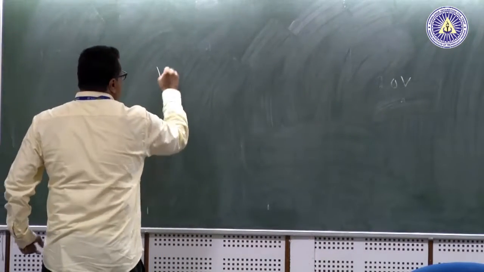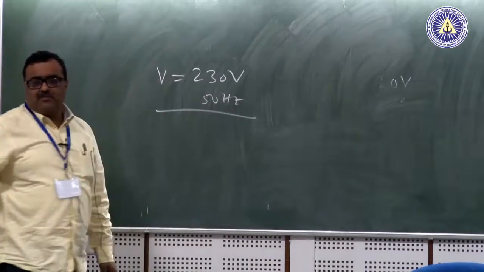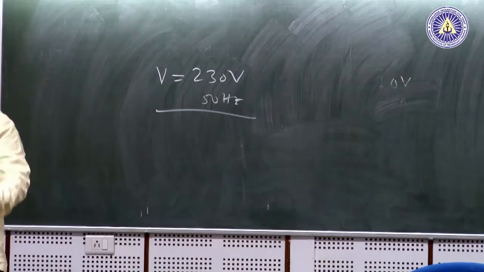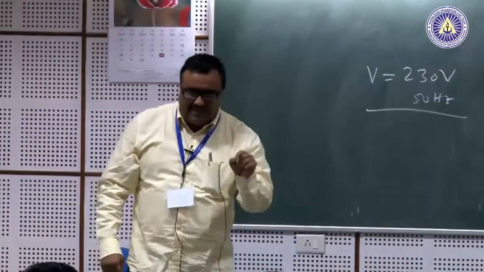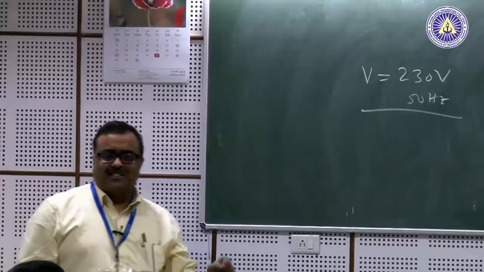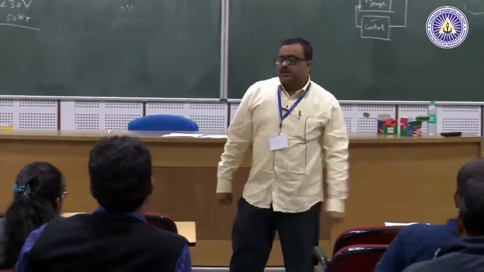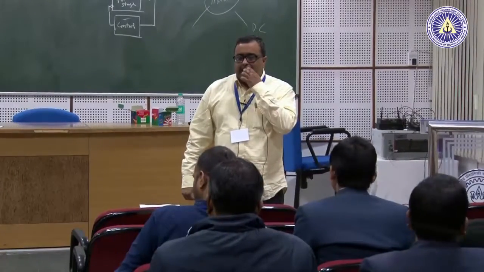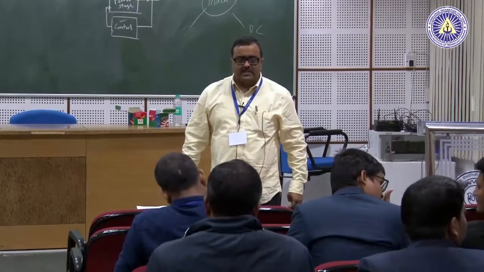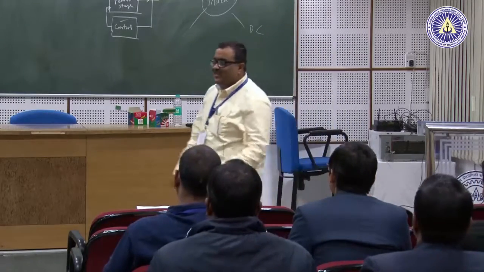So the first question I will ask you is: 230 volt 50 hertz. Can you draw this waveform in time domain? That is the first question. Draw it in time domain with t on the x axis. Draw this waveform, 230 volt 50 hertz, that comes from our input. Can you draw that? How do you draw it? So what will be the peak of this? That is where you are wrong. It is 230 root 2. That is the first thing you have to know.